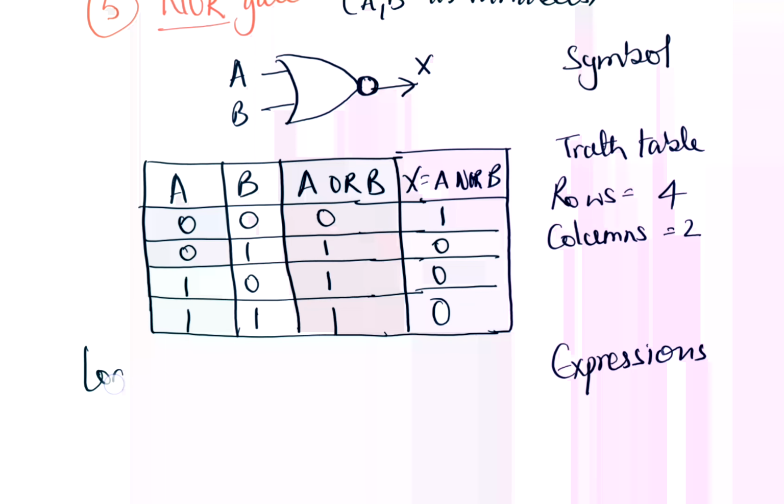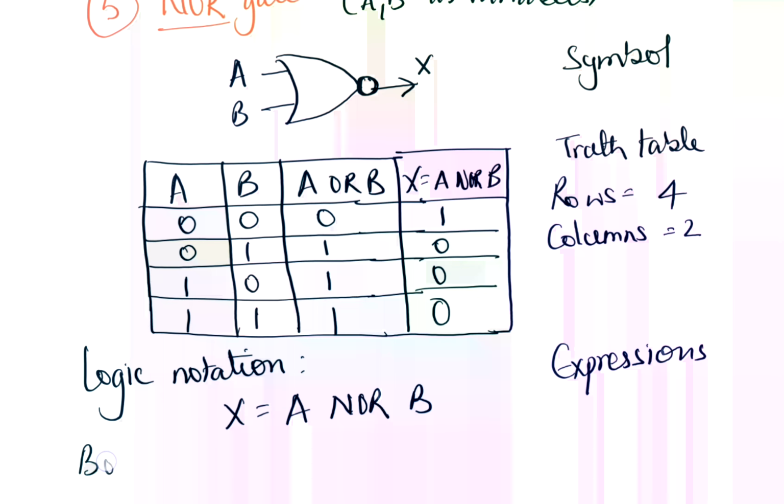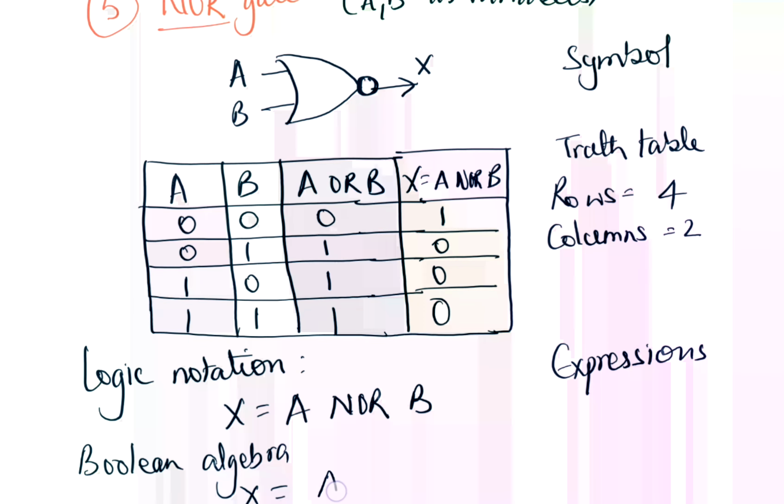The logic notation. It uses the standard symbol, which is NOR in this case. So X is equal to A NOR B. Again, emphasize NOR in capital. The Boolean algebra: X is equal to A plus B with the NOT sign on top. Now we need to remember the OR is represented by the plus sign. So this is how it works.